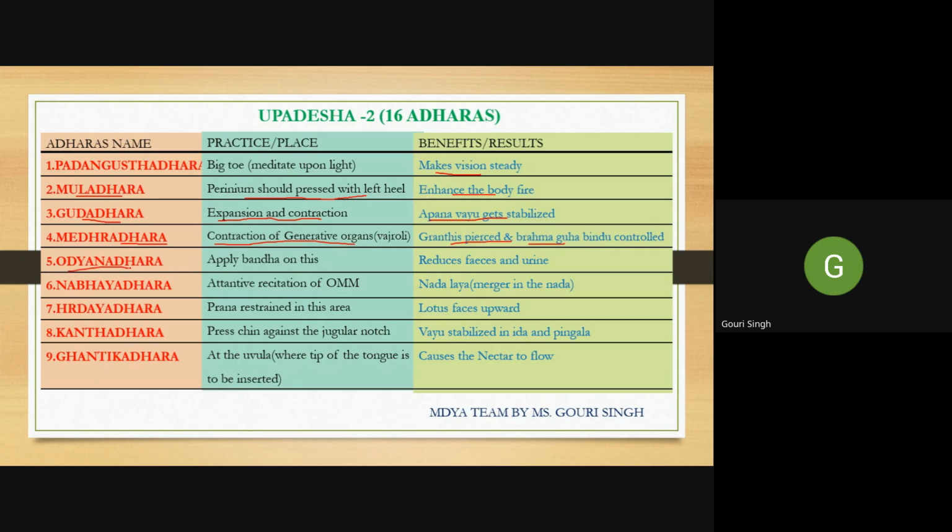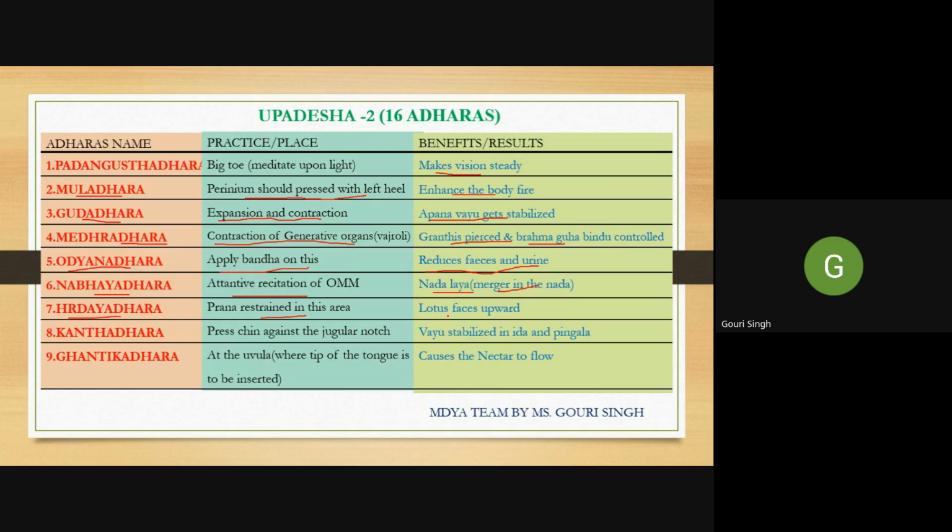Then Udyana Adhara: apply the bandha on this area, so that you gain control over your feces and urination. Then your sixth one is the Nabhya Adhara: attentive recitation of the Om chanting, so that Nada Laya, the merger in the Nada, you are able to realize. Then Hridaya Adhara: prana restrained in the Hridaya area, so that the lotus which faces toward the downward direction becomes upward direction.